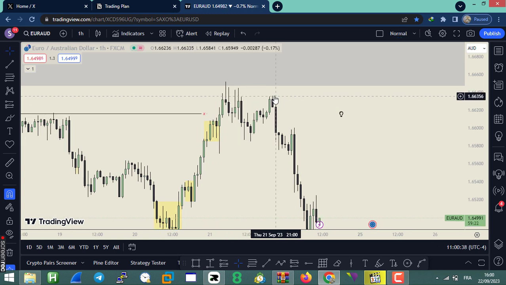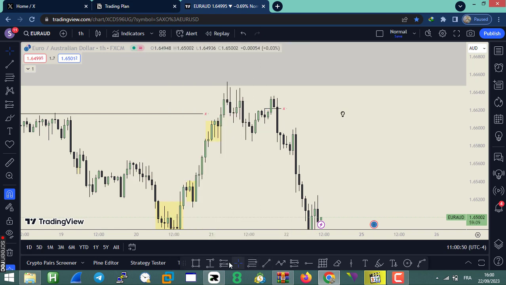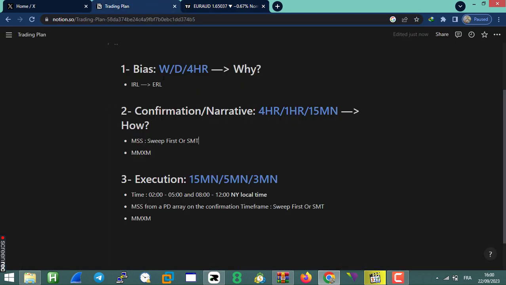So as you can see here, we have a displacement and we have a sweep first. Price swept this swing high first, and it left a fair value gap. All right, so displacement, taking this swing right here, breaking this swing and this swing, sweep, and then a fair value gap left. And also I have included a market maker X model.